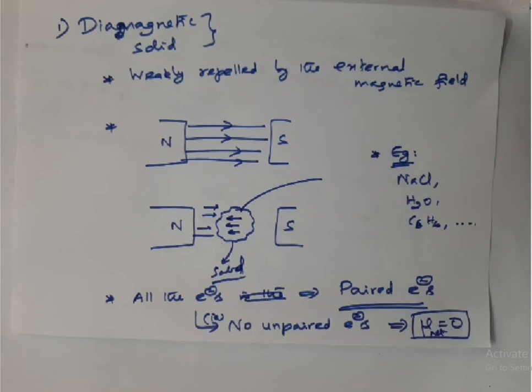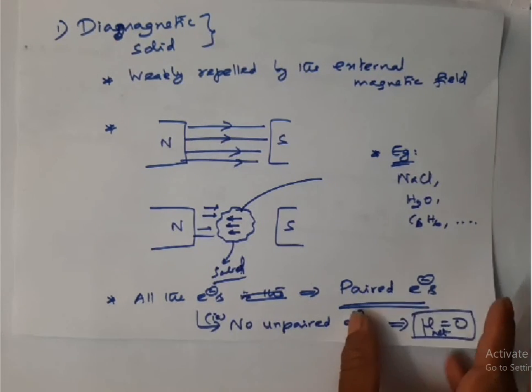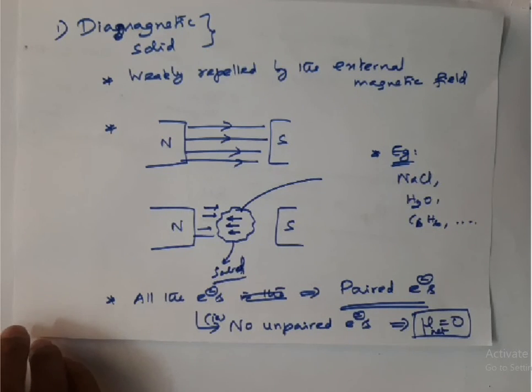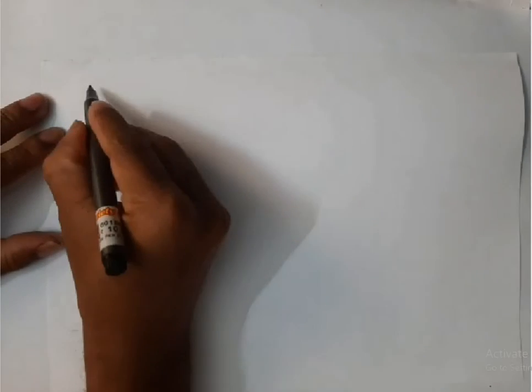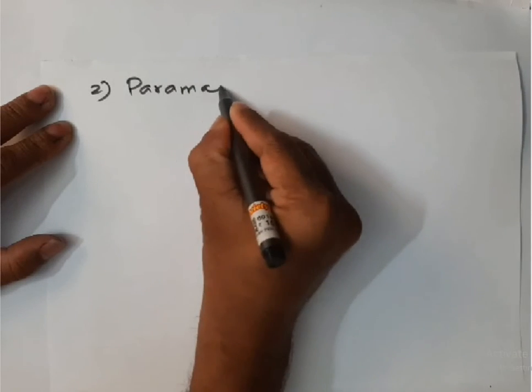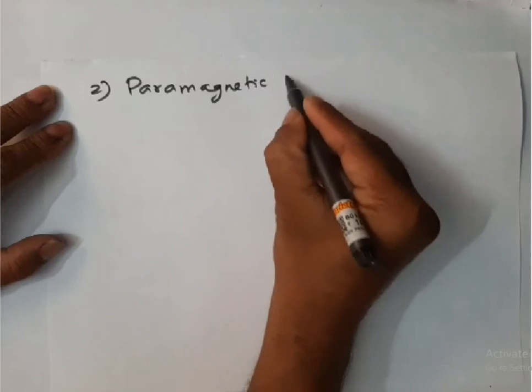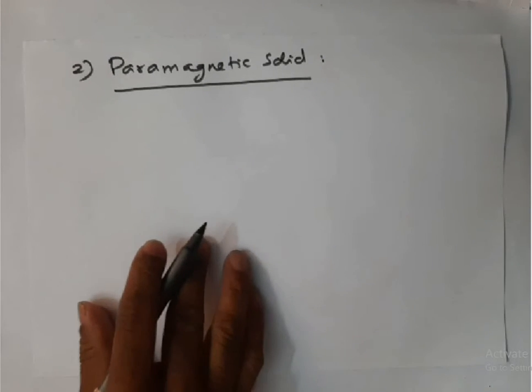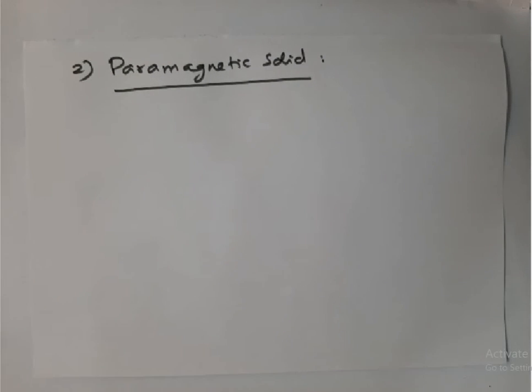Is this clear, students? Any doubt? Okay, good. Then the second kind of substance is the paramagnetic solid. When do we call a solid a paramagnetic solid? Let me write here. So the second one is paramagnetic solid. When can we call a material paramagnetic material?